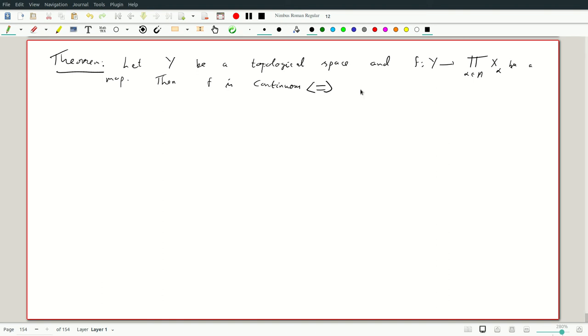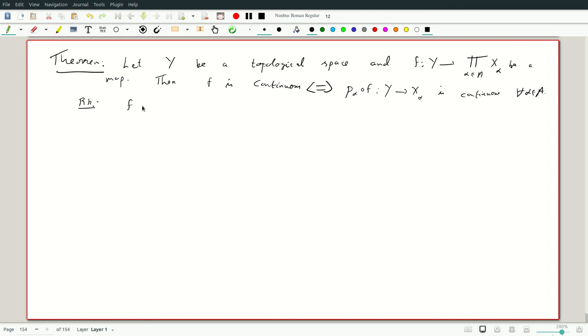if and only if F composed with, it has to go the other way. We have F and then we apply P alpha. So it's P alpha composed with F. This maps Y to X alpha and is continuous for all alpha in A. Okay. So we'll get to the proof, but let's first see remarks.